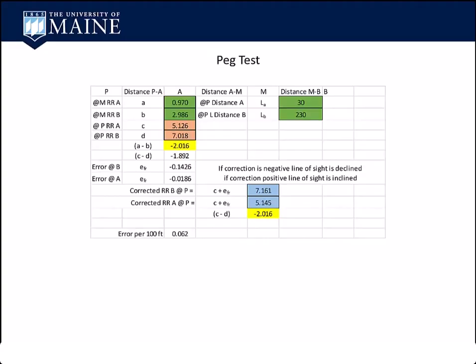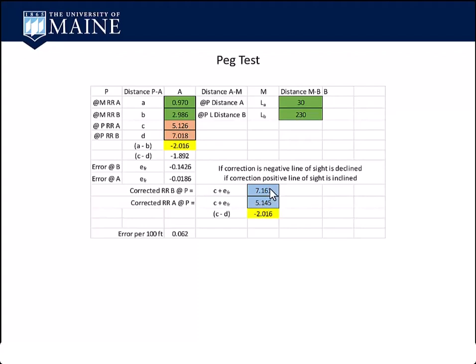Now, you can check it by doing the near rod at A. It's the same. You just rearrange the equation for A, and you should get an error. I mislabeled some of this stuff. That should say near rod. So here's the error at A. So your corrected rod reading is going to be the rod reading plus the correction, and there's your corrected rod reading.